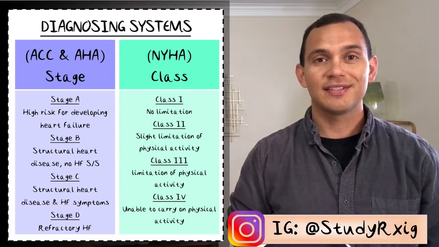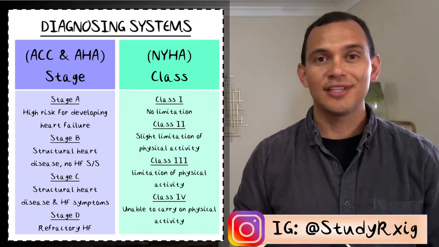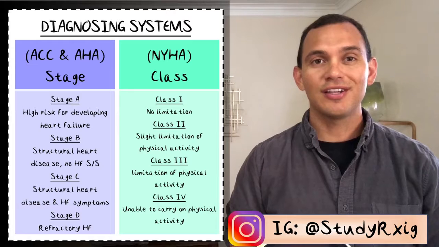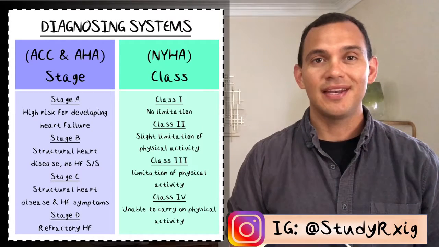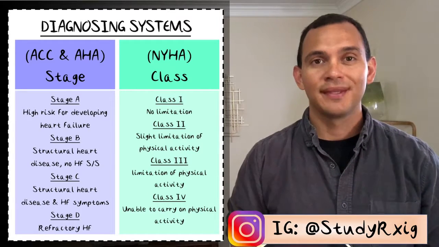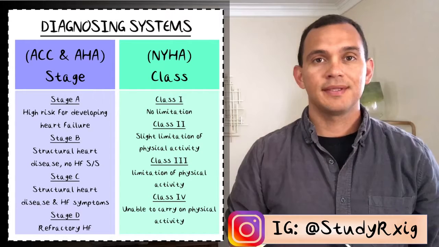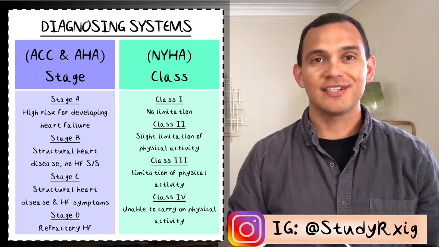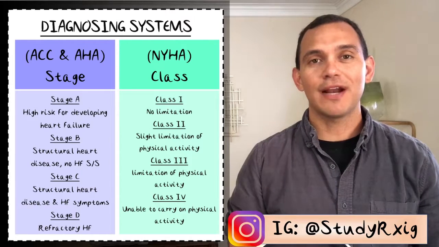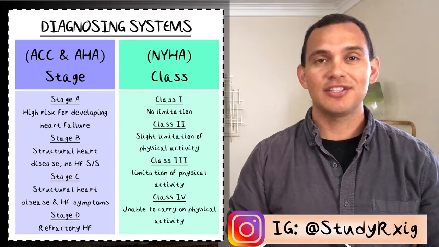There are two common systems that cardiologists may use when confirming the diagnosis of heart failure in patients. For this part, we're going to characterize the patient via their signs and symptoms. The American College of Cardiology and the American Heart Association, ACC and AHA, has a staging system. Stage A means that the patient is at high risk for developing heart failure. Stage B, a patient will present with structural heart disease, but no heart failure signs or symptoms. Stage C, the patient now has both structural heart disease and heart failure symptoms. And for stage D, the final stage is termed refractory heart failure. Refractory heart failure means that despite maximal medical therapy, while at rest, the patient is experiencing symptoms.